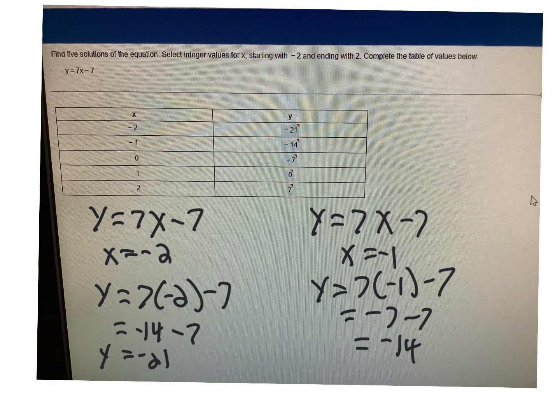And you just want to repeat that for each of these numbers. So -1. So this time, instead of putting in a -2, we put in a -1. You multiply -7, subtract 7, -14. So you can see there's the -21, there's the -14, and well, I'll let you continue on the others.